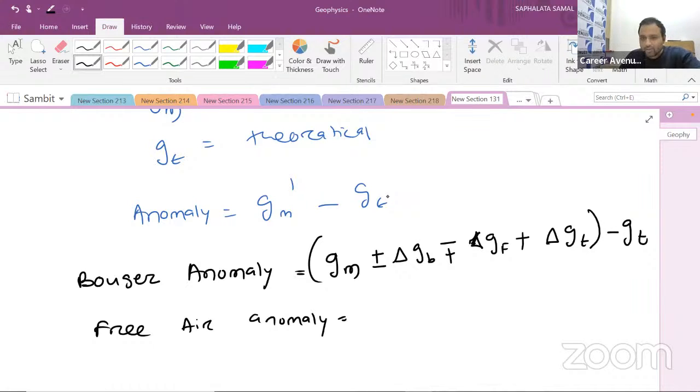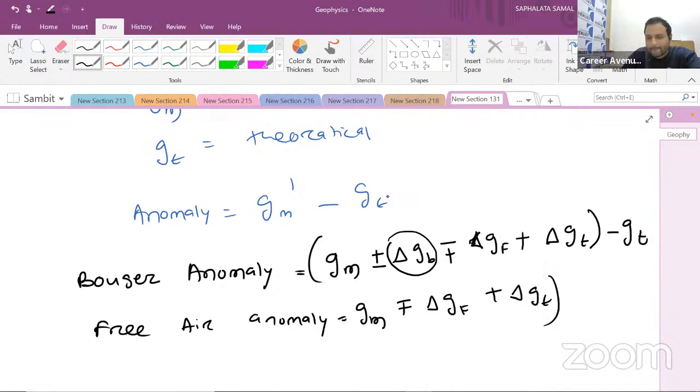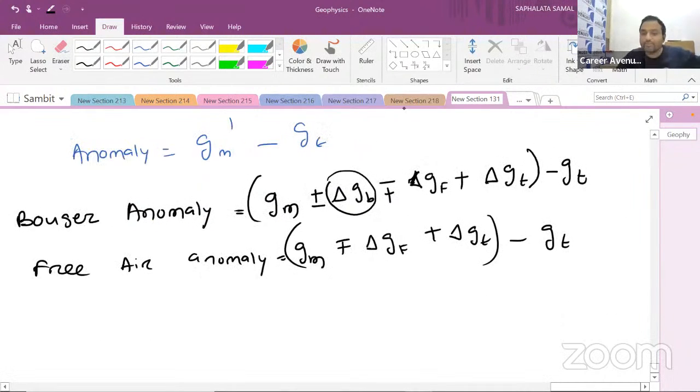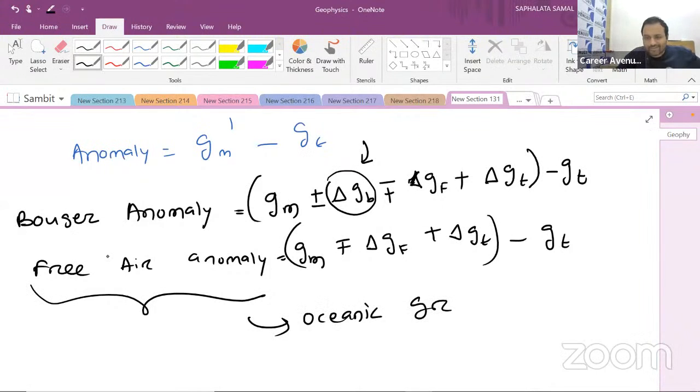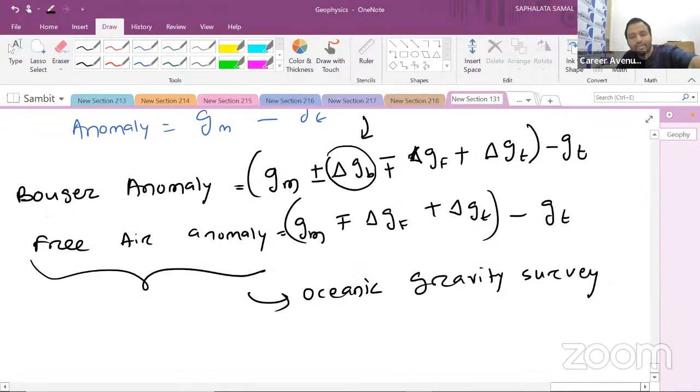The free air anomaly, we do not count the Bouguer correction. So Gm minus or plus the del Gf plus the del Gt minus the theoretical value. So in the Bouguer anomaly, we are considering the Bouguer correction. In the free air anomaly, we are not considering the Bouguer correction. That is the only difference. Why do we need two anomalies? This free air anomaly is commonly used on the ocean surface, in the oceanic gravity survey.